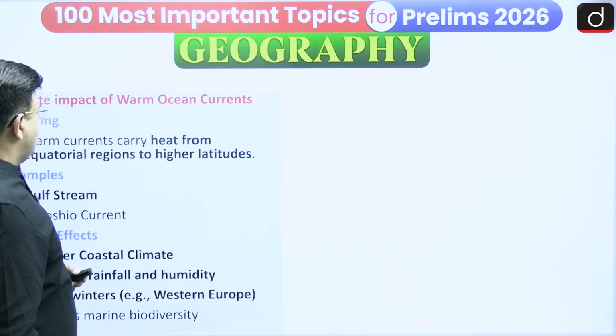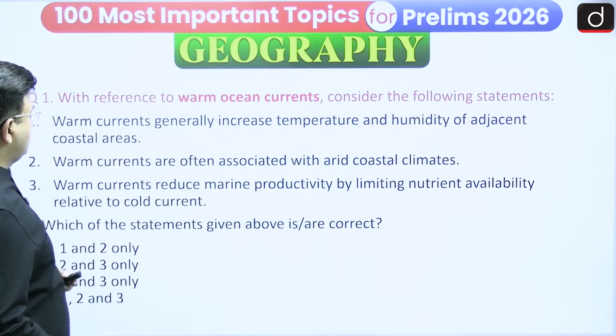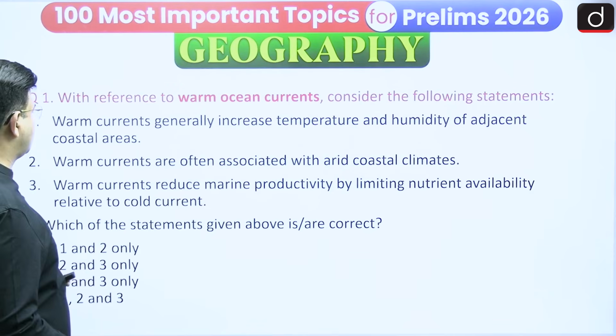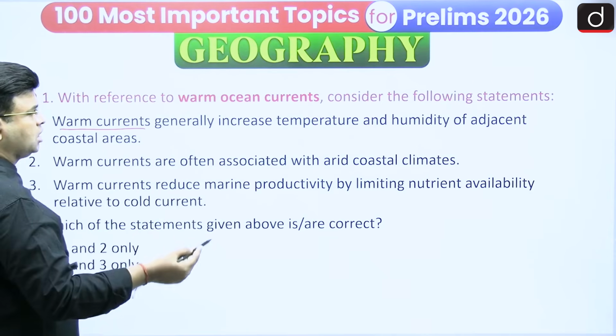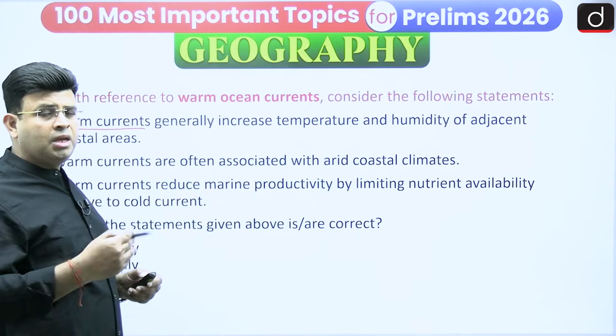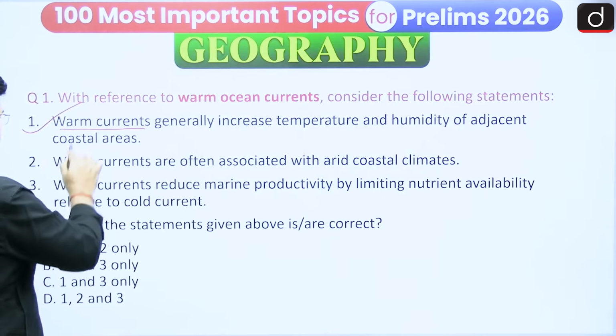Next one, with reference to warm ocean currents, consider the following statements. Warm currents generally increase the temperature and humidity of adjacent coastal areas. Yes, warm currents increase the humidity in the coastal area, because the warm current produces more moisture there, which helps increase the humidity. So this statement is correct.